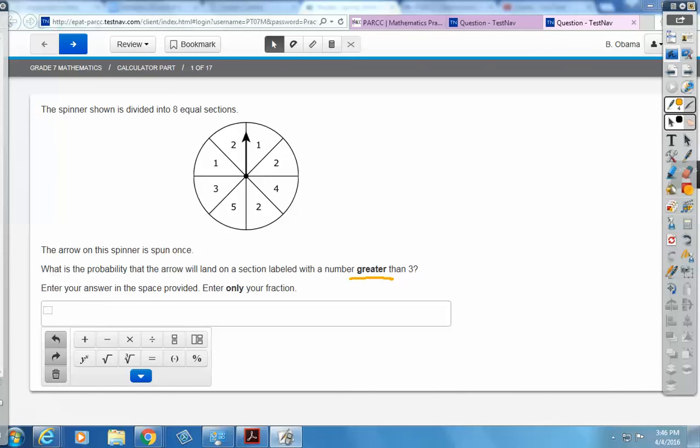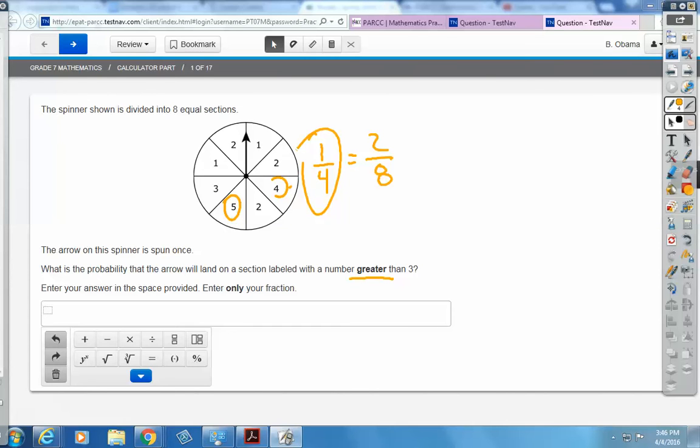All right, so greater than 3. I'm going to circle everything greater than 3. So that would be a 1/4 chance, because that would be equal to 2/8, because I have 2 sections that are greater than 3 out of my 8, which is 1/4.